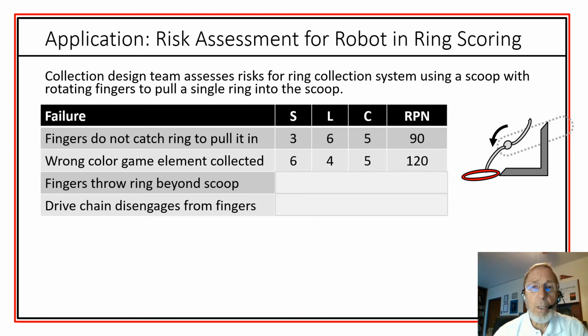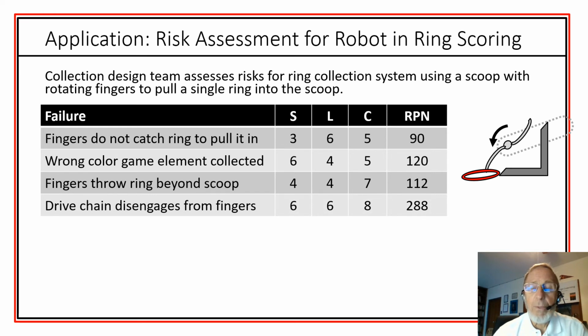What about the wrong color game element? So we went after, say, a red one, but we happen to pick up a blue one. Well, that's pretty severe because it probably ends up costing us a penalty. Likelihood, perhaps it's not as likely. Controllability, again, depends upon our operators being on top of it and avoiding those conditions. So we could perhaps have a score of 120 here. Fingers might actually throw the ring into the scoop, but throw it up and over and out of the scoop. And so I've assigned some numbers here that might be appropriate.